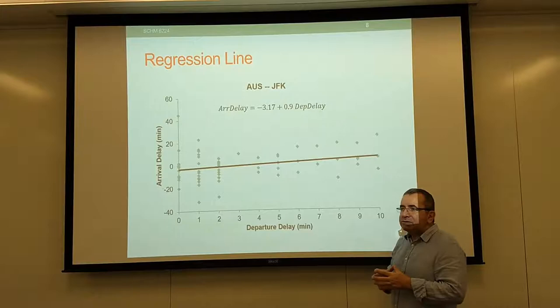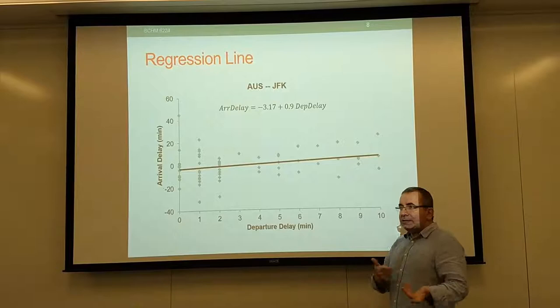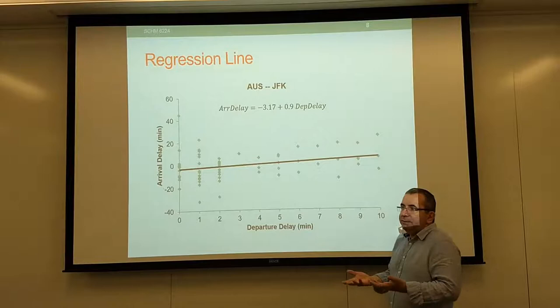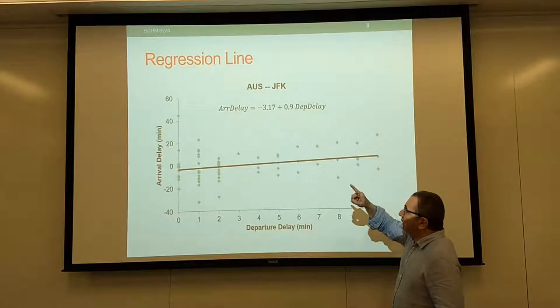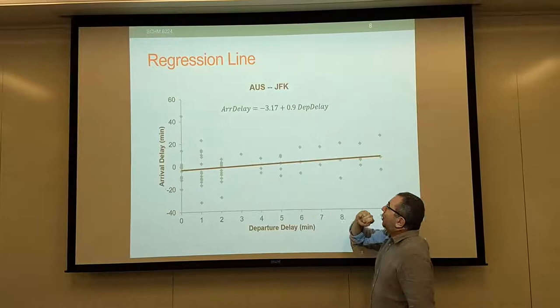And one obvious reason is, well, the flight arrived late because it departed late. Or you could say the flight arrived early simply because it departed early, okay? So here, our dependent variable is arrival delay, and our independent variable is departure delay.